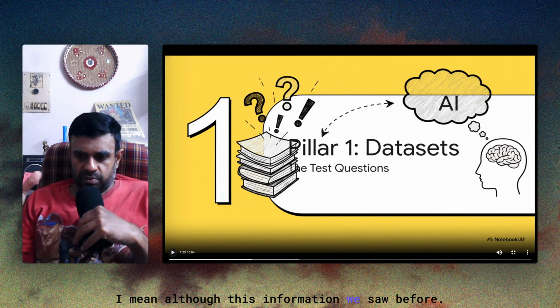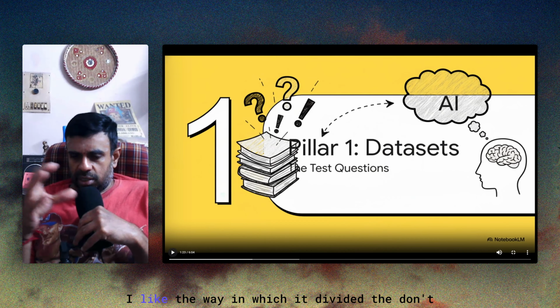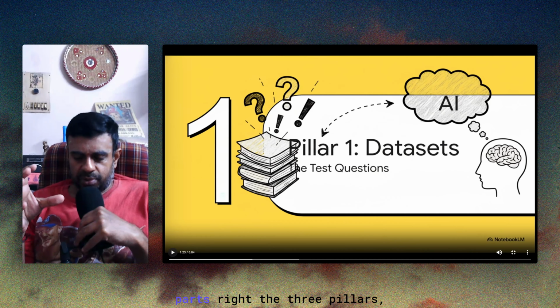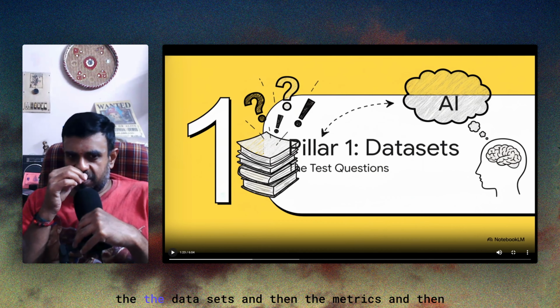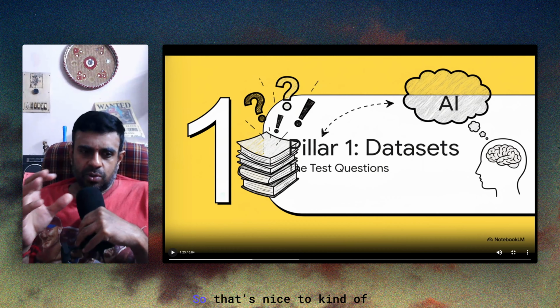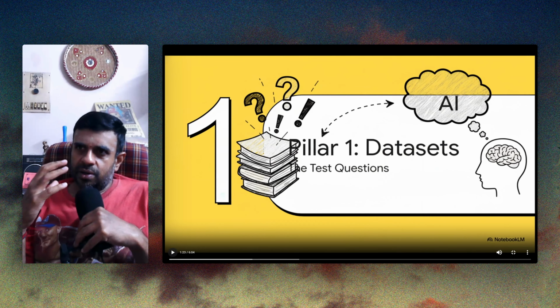So I like this. All of this information we saw before, I like the way in which it was explained and divided into 3 parts, right? The 3 pillars: the data sets, and then the metrics, and then the methodology as well. So that's nice to kind of relate to.